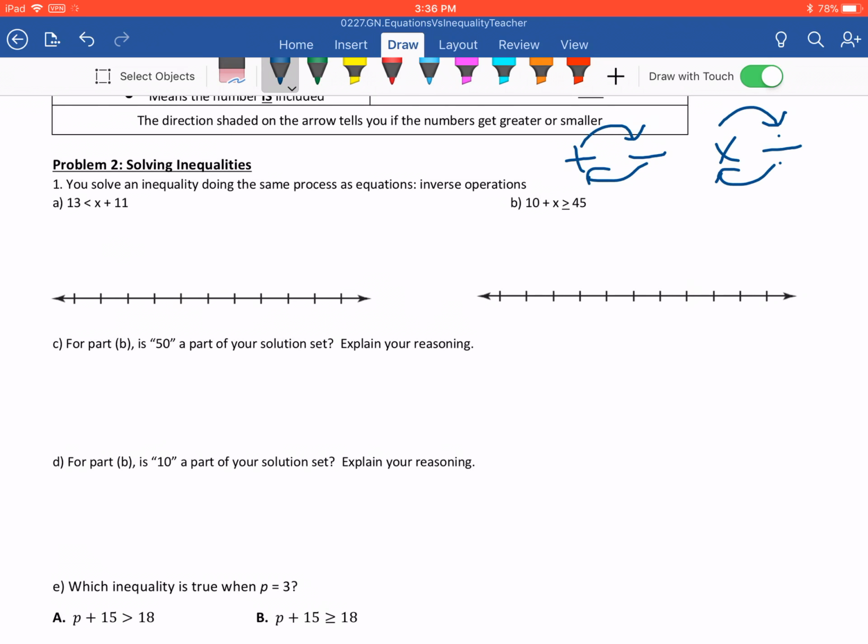These are your inverses. So our first part, 13 is less than x plus 11. How do I undo adding 11? By subtracting. So these two go away, and I am left with 13 minus 11 is 2. 2 is less than x.